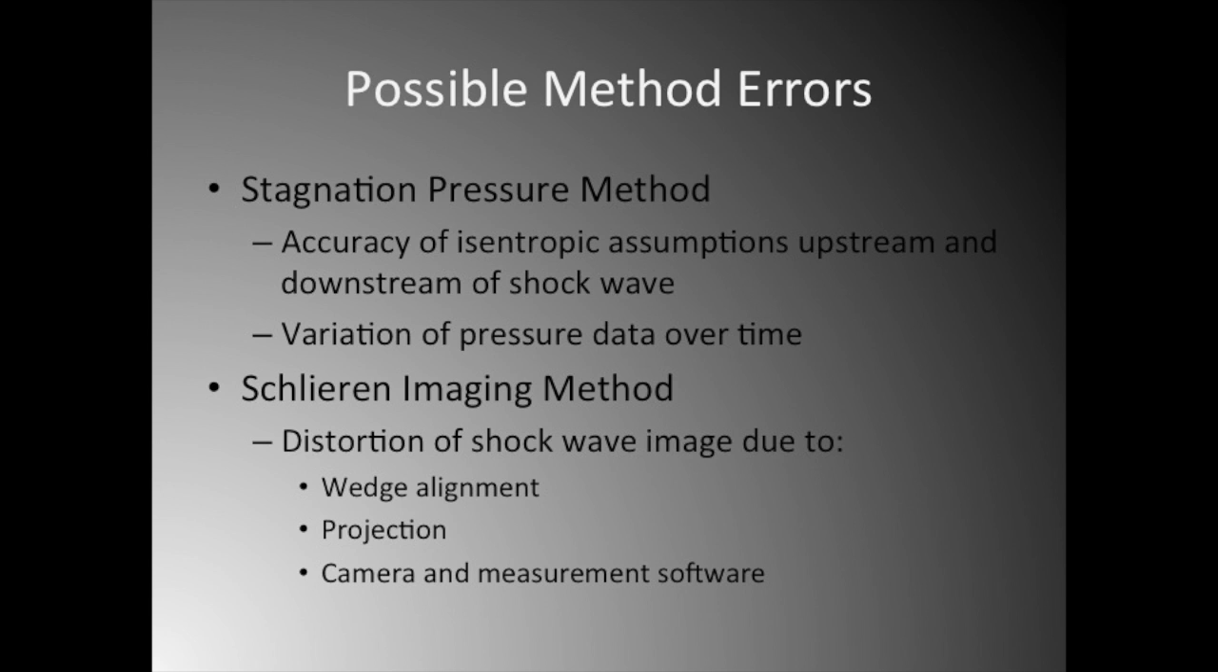If the images are not projected perpendicular to the wall, they will be skewed. The camera and our measurement software may also introduce some types of errors, which will skew the angles and keep us from finding the correct Mach number.